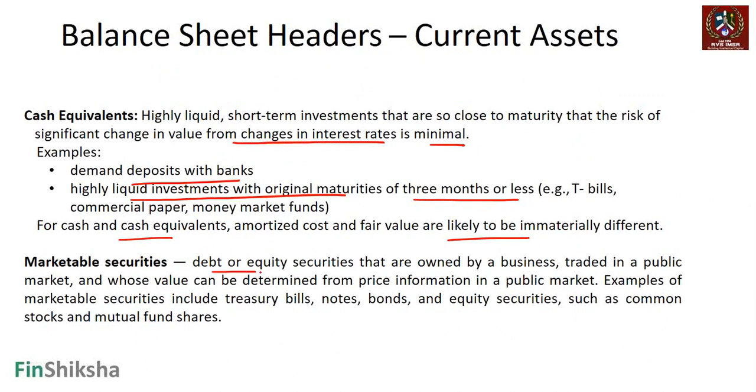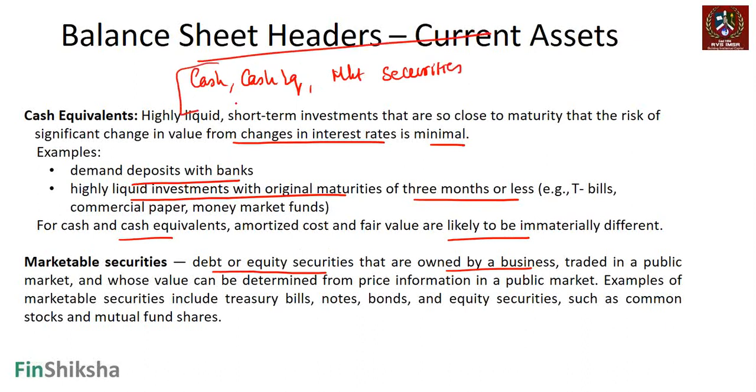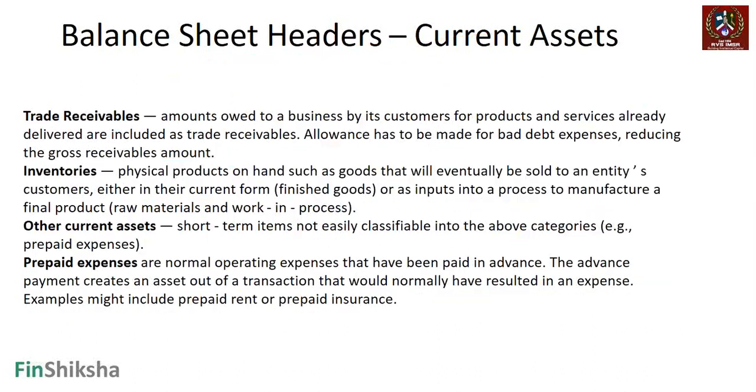Then marketable securities: debt or equity securities that are owned by a business, traded in a public market, and whose value can be determined. They are immediately convertible to cash. So cash, cash equivalents and marketable securities are all taken together typically to understand the cash position of the company, because all three can be immediately converted into cash, right? Cash is already cash. You can sell all your securities and convert them to cash. You can take all the money out of banks. That's all available for you to use, right?